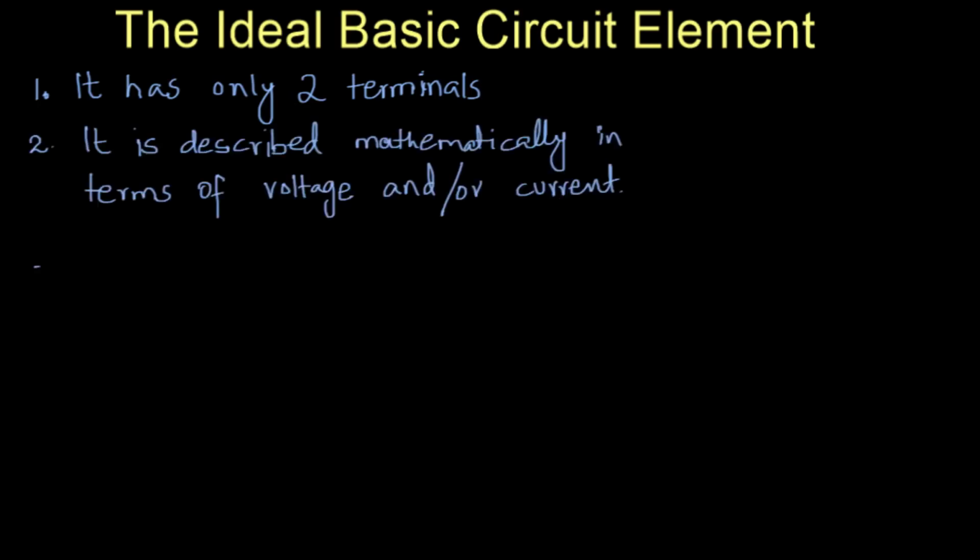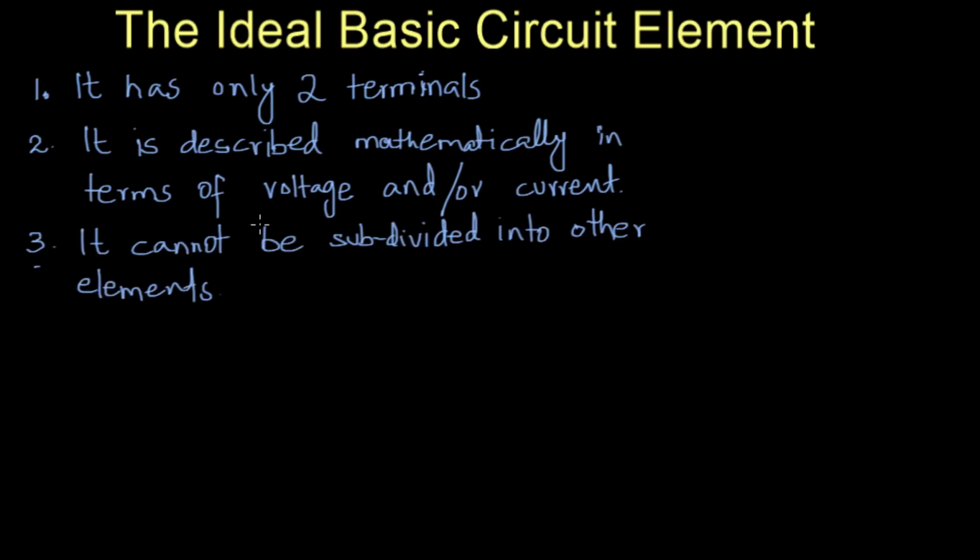The first characteristic is it has only two terminals with which it can be connected to other circuit components. The other characteristic is that it is described mathematically in terms of either voltage or current or both. And the last characteristic is it cannot be subdivided or reduced into other elements. Hence, we use the term basic because it cannot be further broken down into simpler elements.